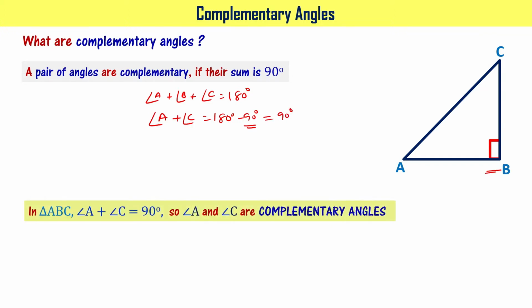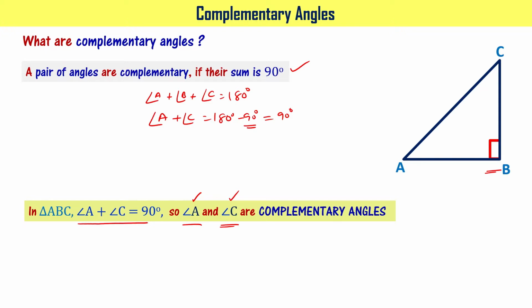Since angle A plus angle C equals 90 degrees, we can say that angle A and angle C are complementary angles. You look at the definition: the sum of the angles, angle A and angle C, is equal to 90 degrees. That's why these are called complementary angles.